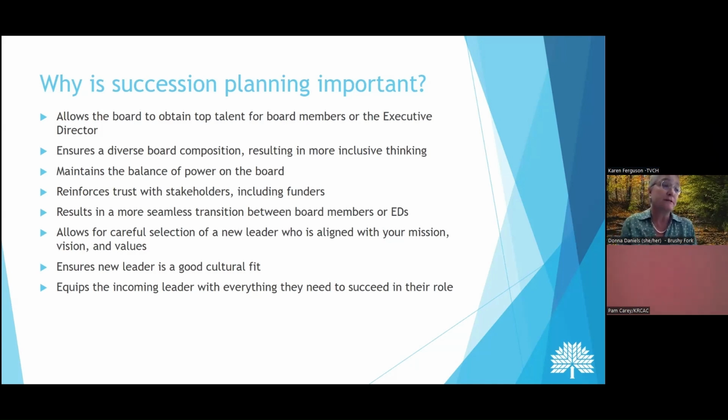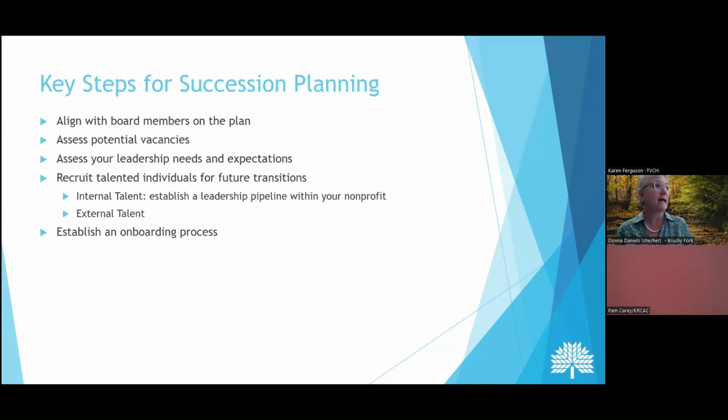And that's part of ensuring that the new leader is a good cultural fit with the organization. A good succession plan equips the incoming leader with everything they need to succeed in their role. And we're going to talk a little bit more about what that is later, when I talk about the importance of going deep in the organization with your succession planning. And so there are some key steps for succession planning.